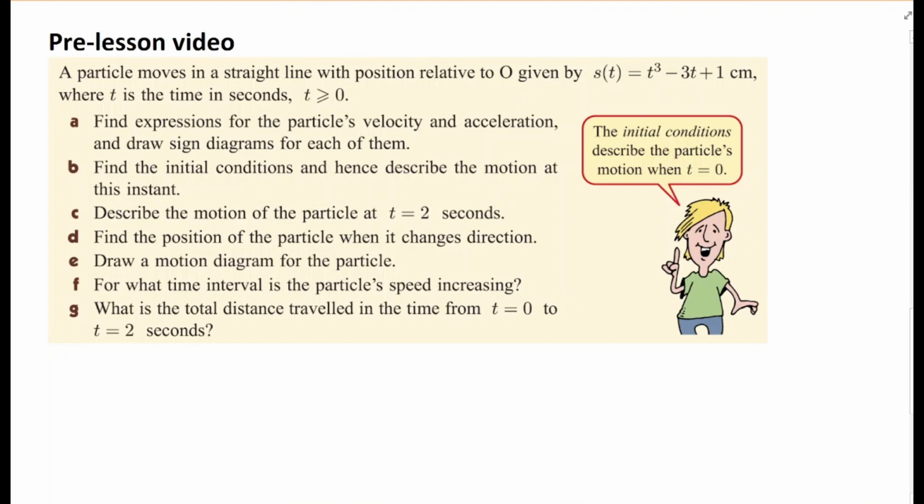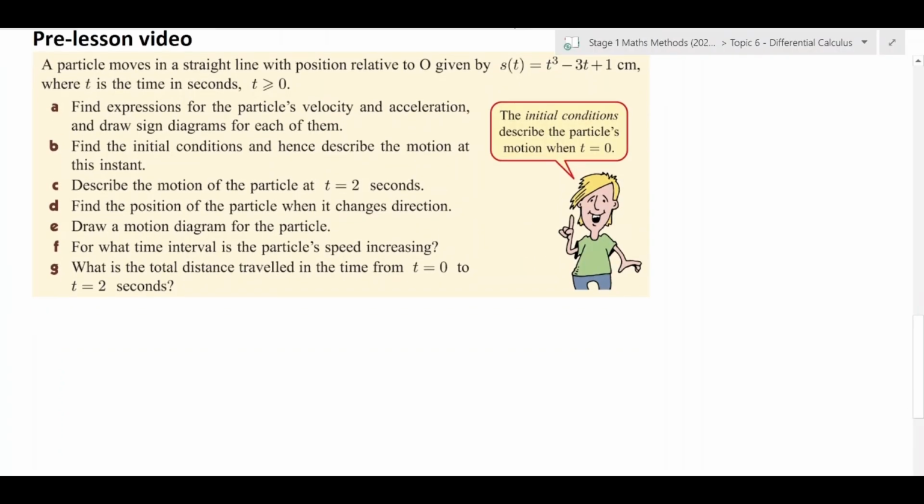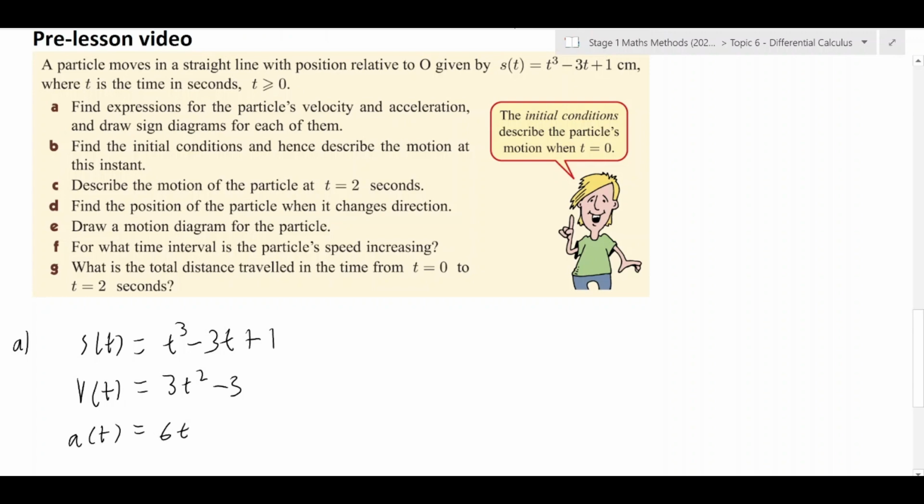What we're going to do here: t cubed take 3t plus 1 is the displacement, and that's given in the question. So this is going to be part A. They want us to find the velocity, which is going to be the derivative, and then the acceleration, which is going to be the derivative again. Done. That's part A completed.